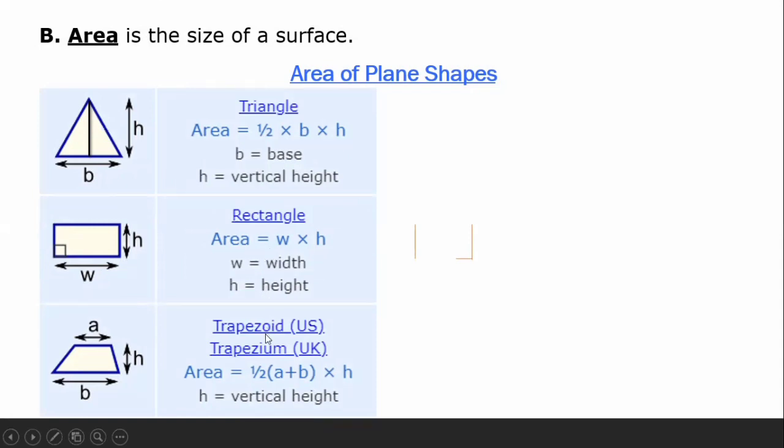Another, trapezoid. In finding the area of the trapezoid, we will first add the two bases, the bottom base, which is B, and the upper base, which is A. Multiplied by height and multiplied by 1/2, and that is already the area of a trapezoid.